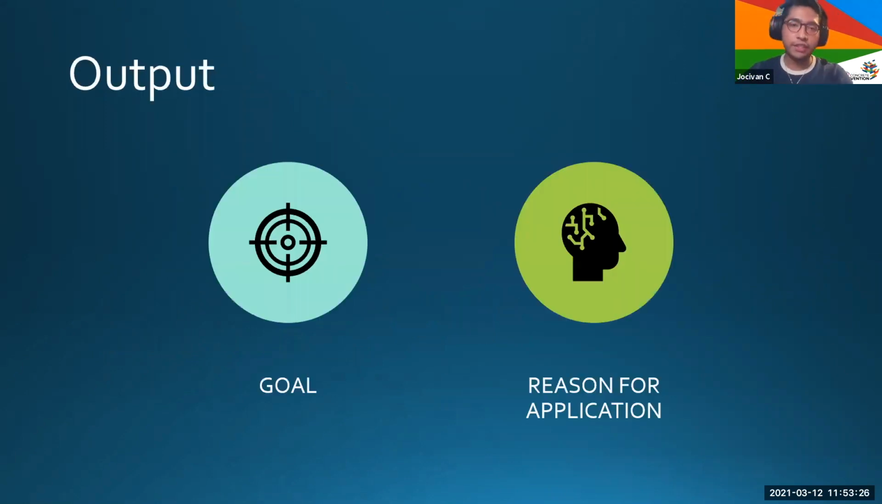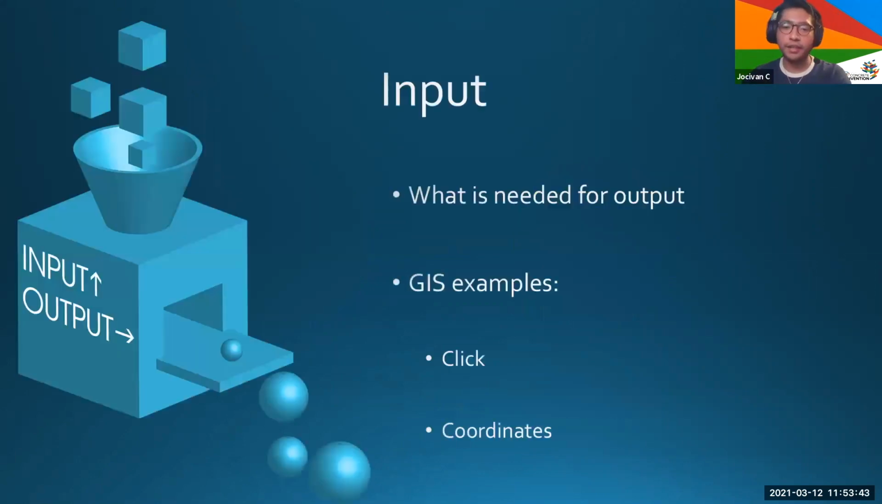So another thing you have to consider is output. You might have noticed that I skipped input, but that's because I think output is pretty important, because you can think of it as the goal or the reason for your application. Basically what you want your application to do. And once you have an output in mind, you can now consider the input for your program, which is basically what is needed for your program to do what it's meant to do.